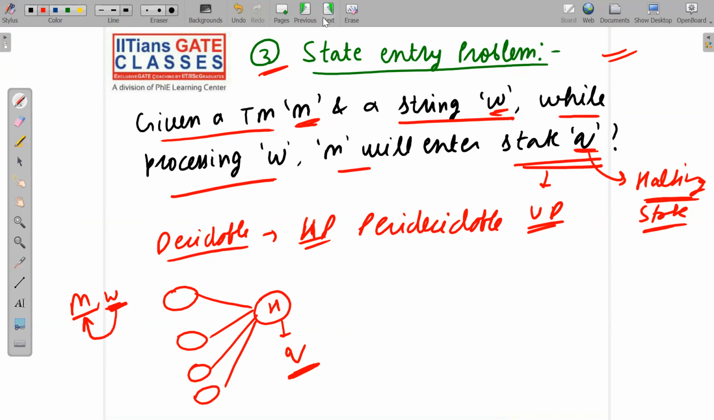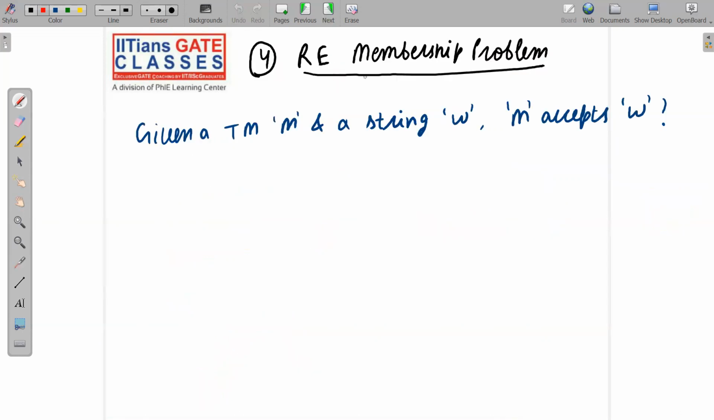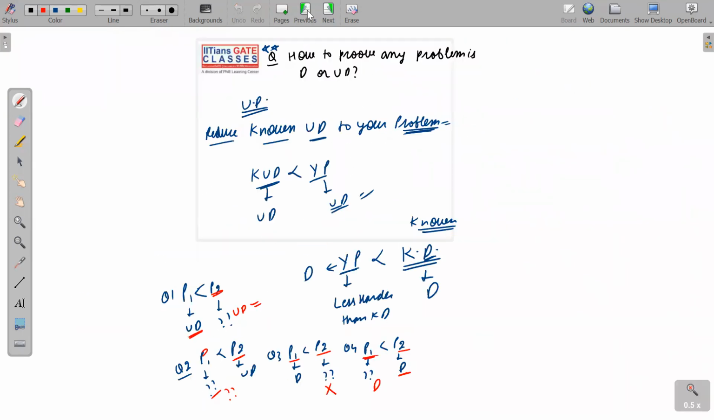Now I'm jumping to the next slide. Next is the RE membership problem. I have already told you that given a Turing machine M and a string W, the question is whether M accepts W. Again, it is saying like the halting problem only. M accepts W means what? M will halt on W. So hence it will be undecidable. I have just given you a small hint and I'm not going into detail. So the RE membership problem is nothing but this only.